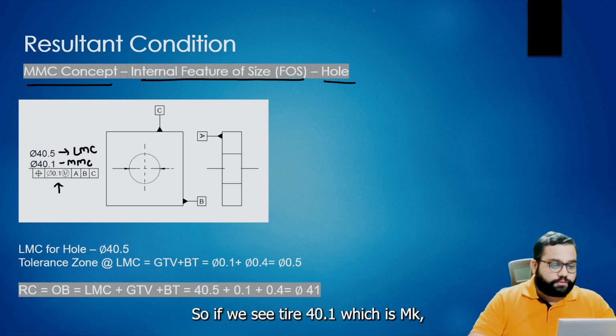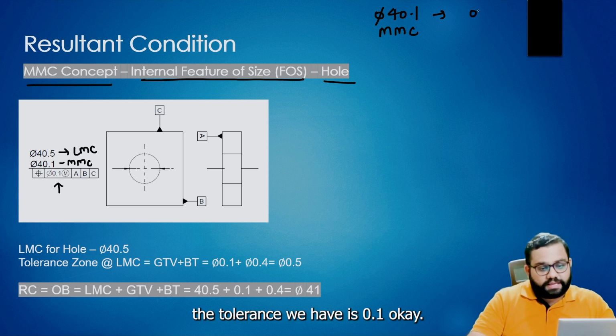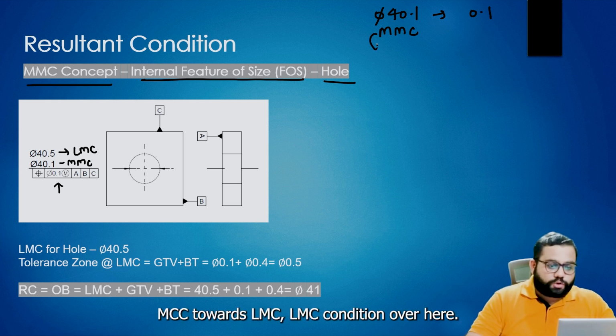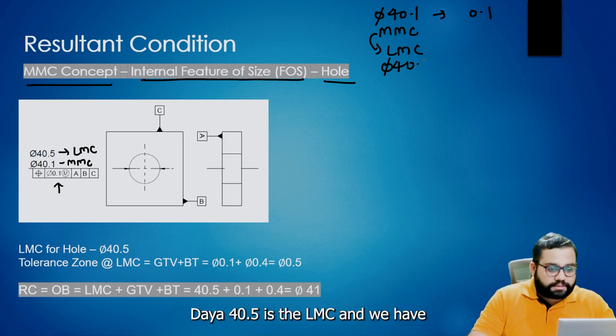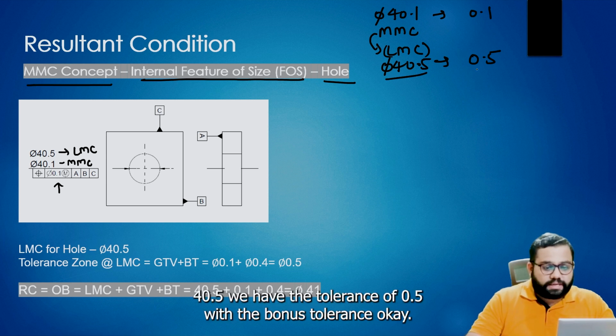Okay, so if we see dia 40.1, which is MMC, the tolerance we have is 0.1. Now as we move from MMC towards LMC, the LMC condition over here is dia 40.5, and the tolerance over here is 0.5 mm. So at LMC 40.5 we have the tolerance of 0.5 with the bonus tolerance.